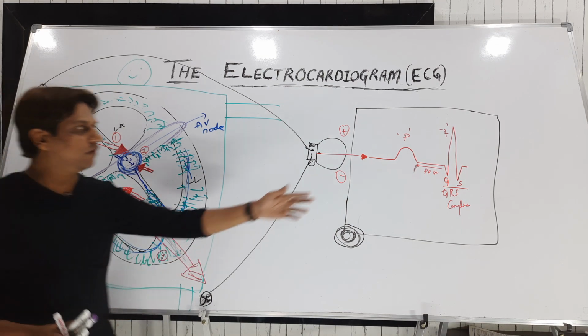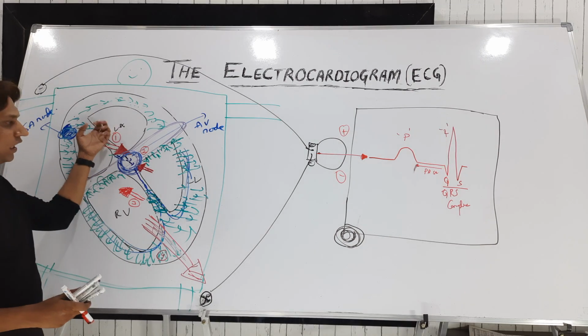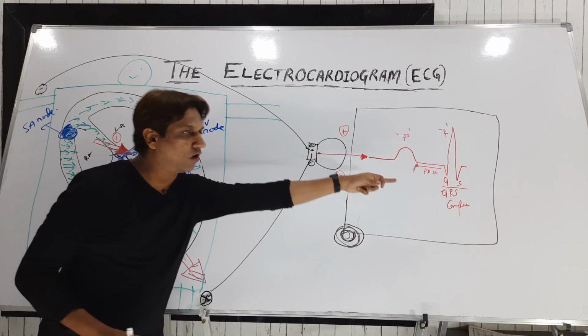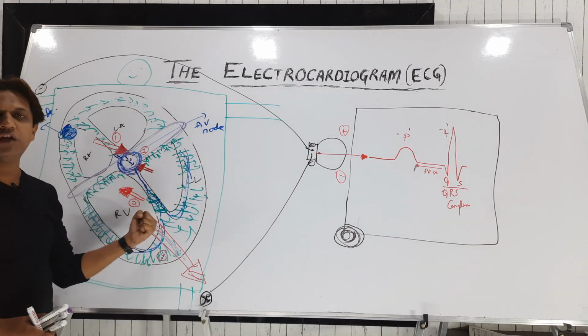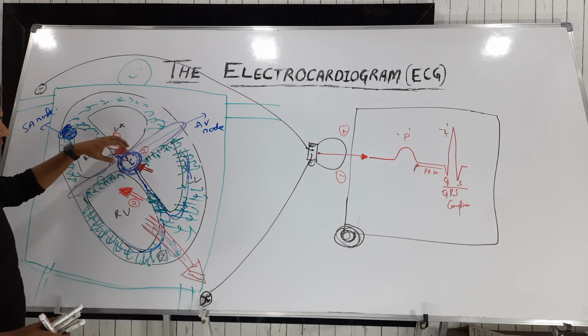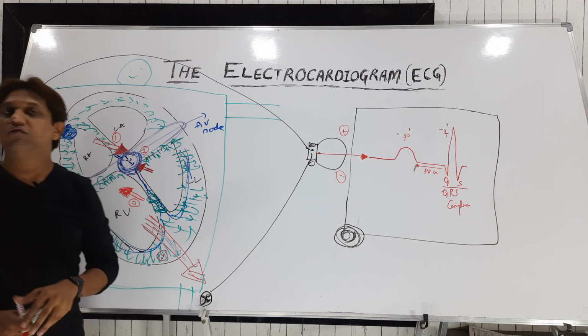So what does this P wave represent? It represents the atrial depolarization. The QRS complex represents the ventricular depolarization, and this PR segment represents the passage of current through the AV node.